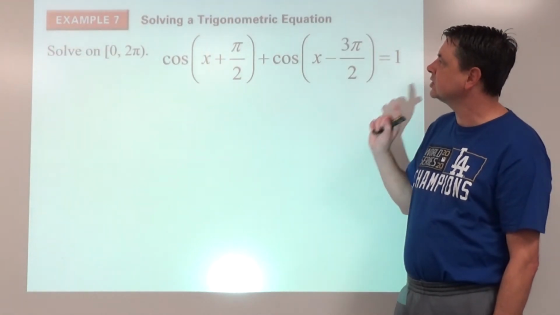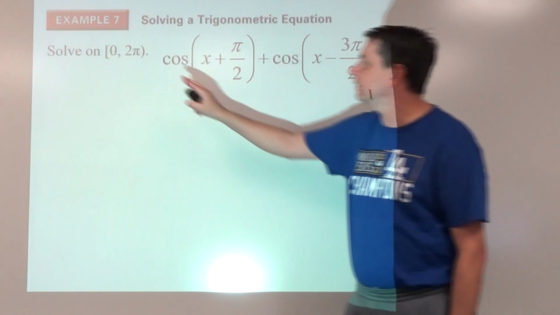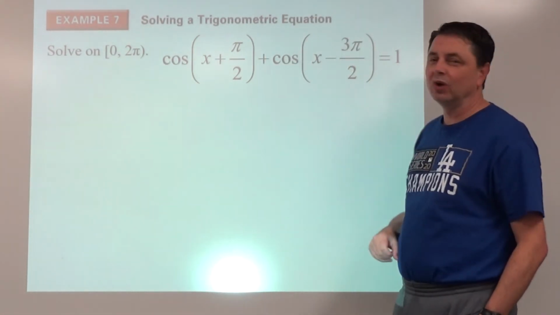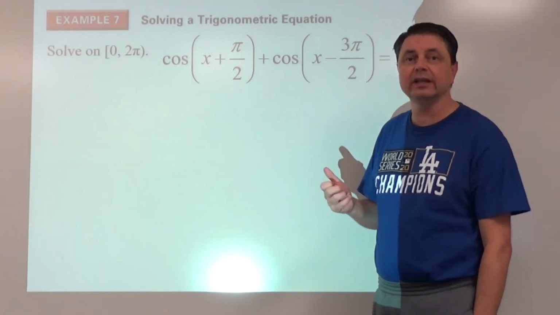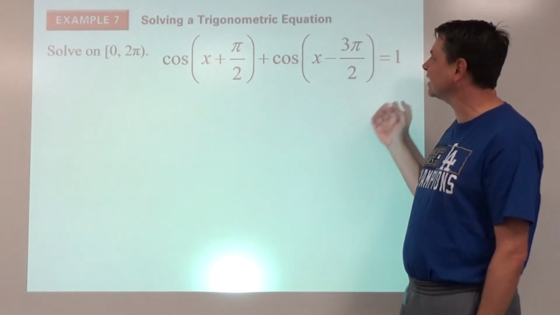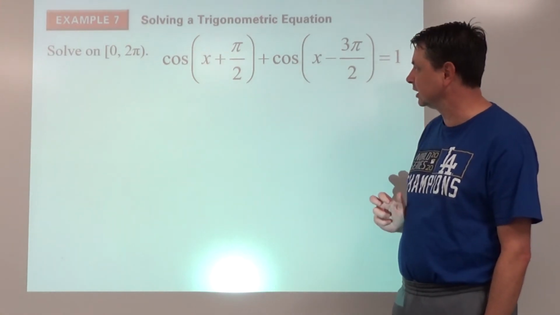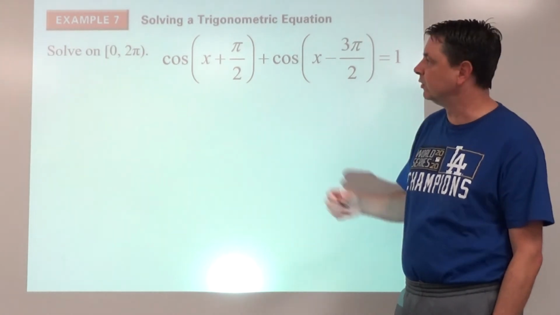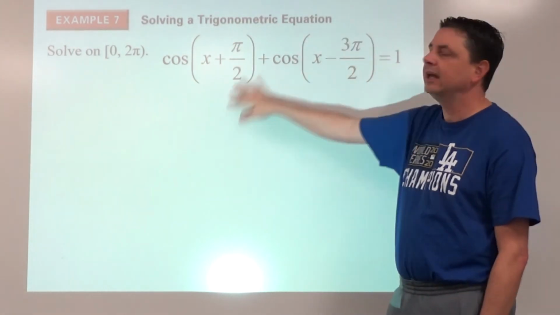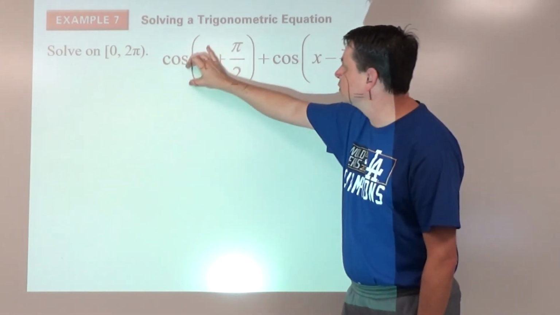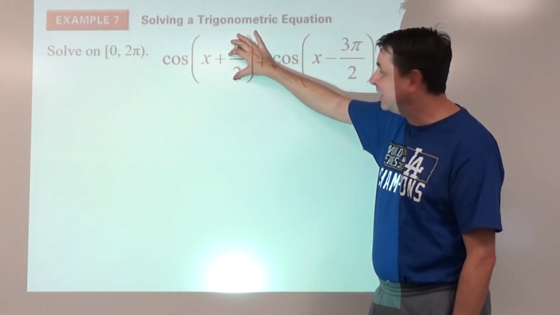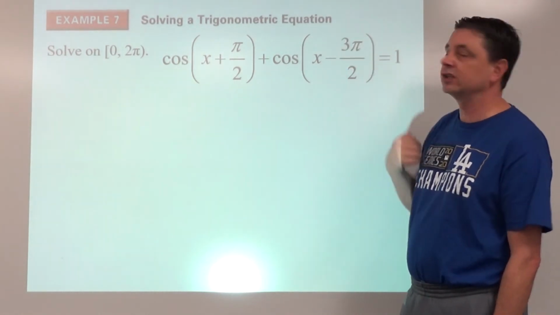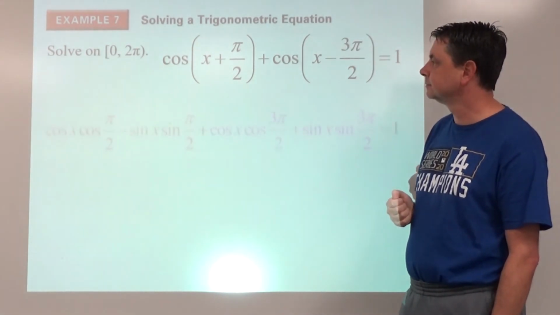Example number 7, solve a trig equation on the interval 0 to 2 pi. Got this equal to 1. That's usually not very friendly. We'd like it to be 0, but if we subtract 1, we're going to create 3 terms over here. And it's not factorable, so getting it equal to 0 probably not helpful. Let's see if we can just work on this side and do some simplifying. Notice that we have a cosine u plus v situation and a separate cosine u plus v situation. Let's work it out by the formulas.